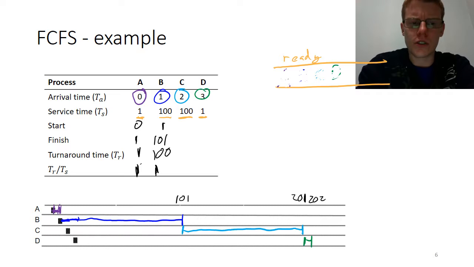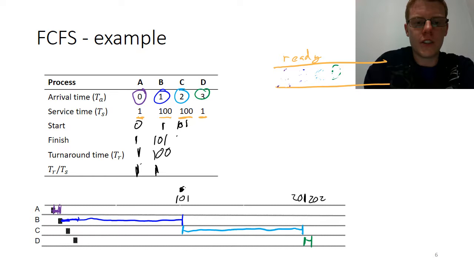Process C, not so great. It entered the system at time 2, but it couldn't begin until time 101 when process B had finished. So its start time was 101, its finish time was 201, so its turnaround time was 199, giving us a pretty terrible normalized turnaround time of 1.99, so almost 2.